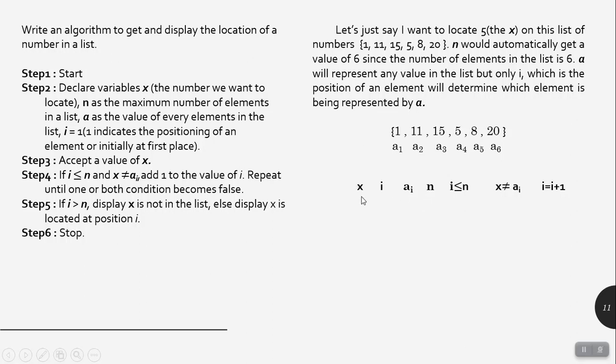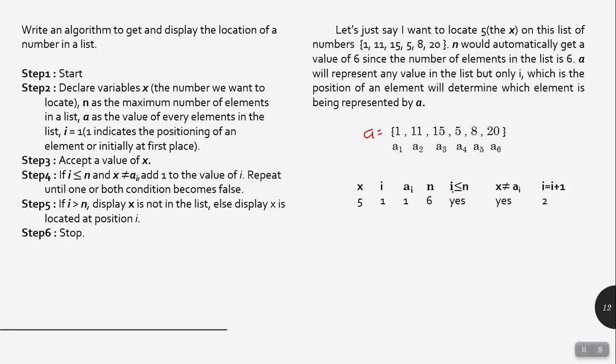So let's say x is 5, of course. This is the element that we're looking for. And then initially, i is at first place, so that's why it's 1. And then a sub i. So a is the name of the list. Say, for example, in this presentation, a is equal to the list containing these elements. So a sub i: i is 1, so definitely it's at first place. The element for a sub i is 1. And then the number of elements n is 6.